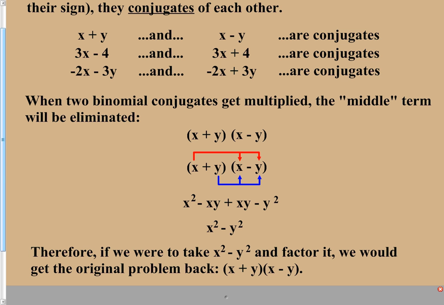Okay, so what we're saying is, therefore, if we were to take x squared minus y squared and factor it, we would be able to get the original problem back, which is x plus y times x minus y. Okay, now that is not an easy conclusion to arrive at. If you were given the binomial x squared minus y squared and told to factor it, okay, this is not something that is common sense. We do not have a method to arrive at that. As such, we have a rule to accompany it. So let's take a look at the rule.